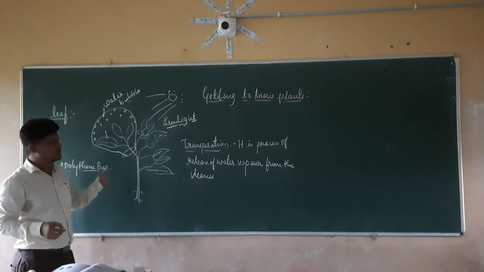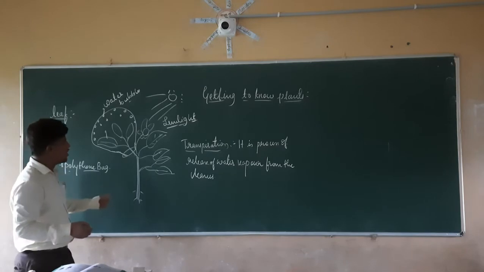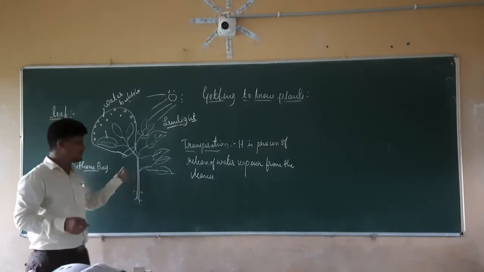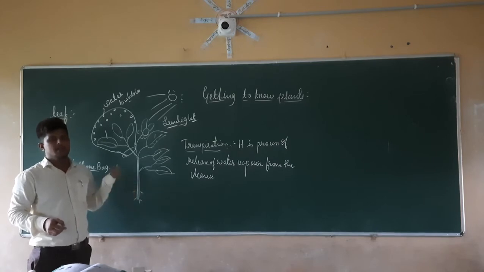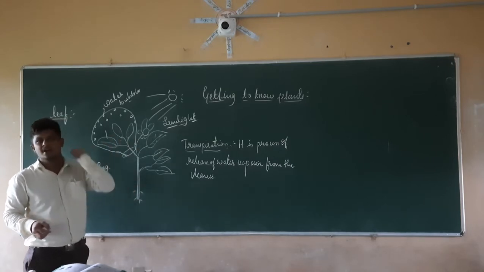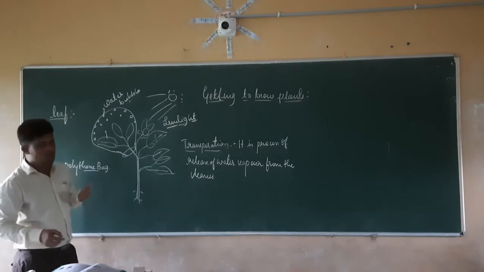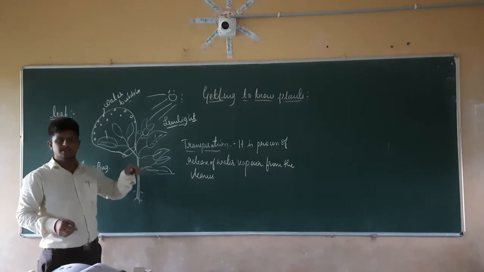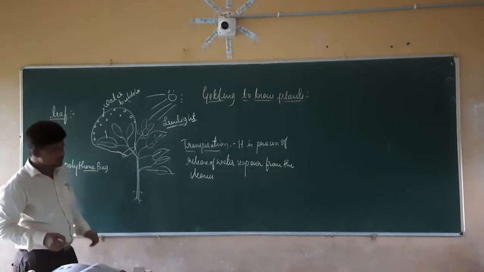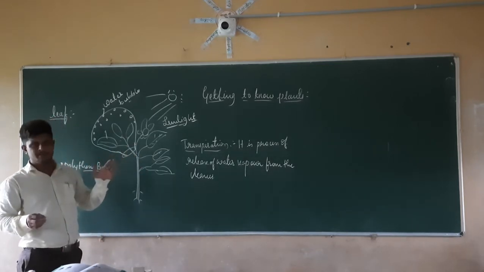So why does transpiration occur here? It is because the excess water which the plant consumes is released by the plant into the atmosphere, into the air. How do they release it? They release it through the leaves. Alright, I hope this is clear about transpiration.